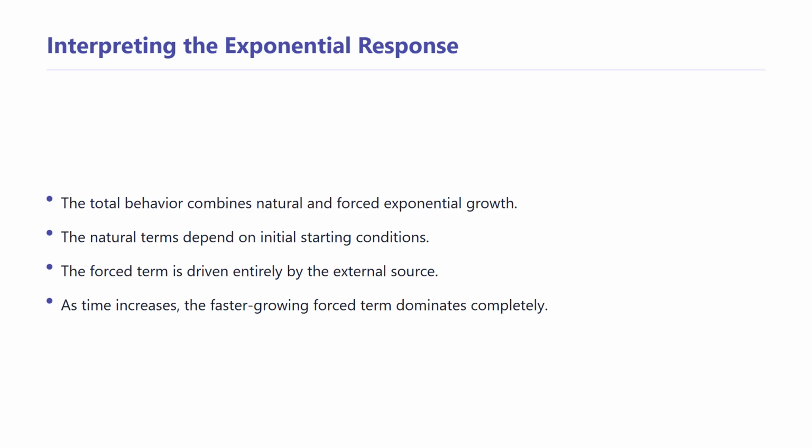However, look at the exponents. The natural growth has exponents of 1 and 2, but the force term has an exponent of 3. This means that as our variable x increases, the force term will grow much faster than the natural terms. Eventually, the external push completely dominates the behavior of the system.